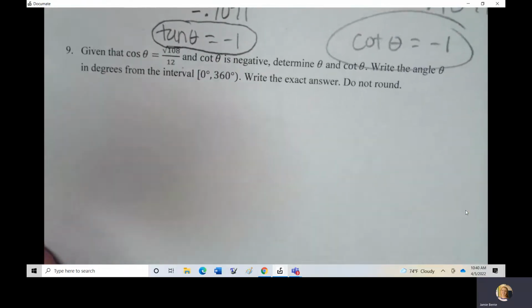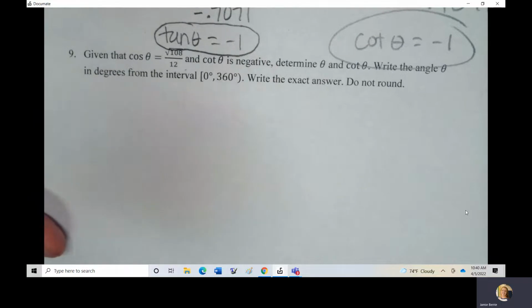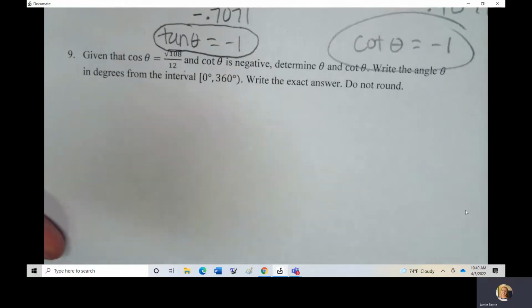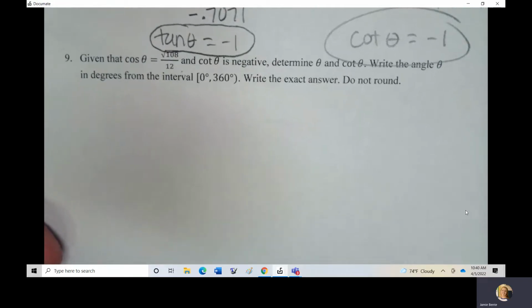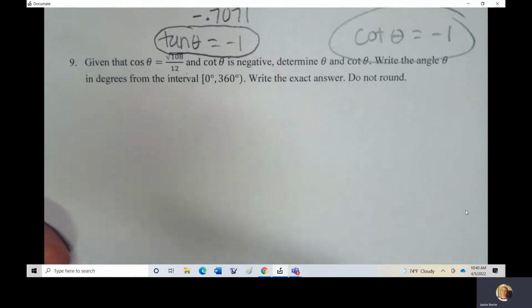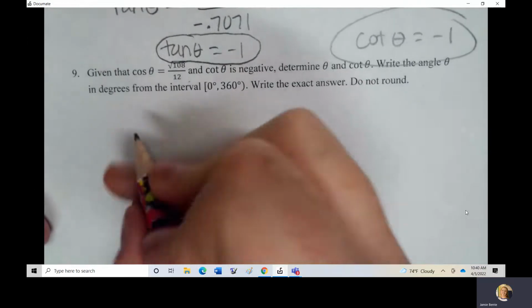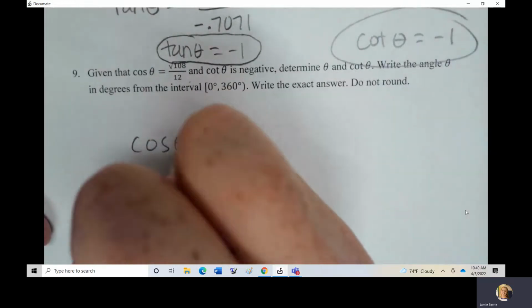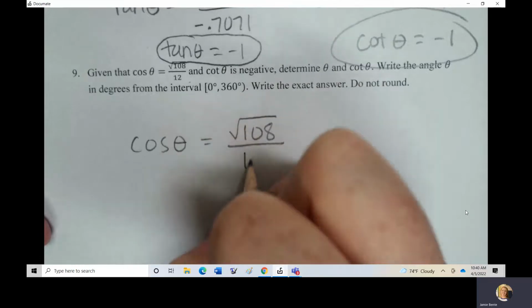Number 9, given that cosine theta equals square root of 108 over 12 and cotangent theta is negative, determine theta and cotangent theta. Write the angle theta in degrees from the interval 0 degrees to 360 degrees. Write the exact answer, do not round. So we got cosine theta equals square root of 108 over 12.